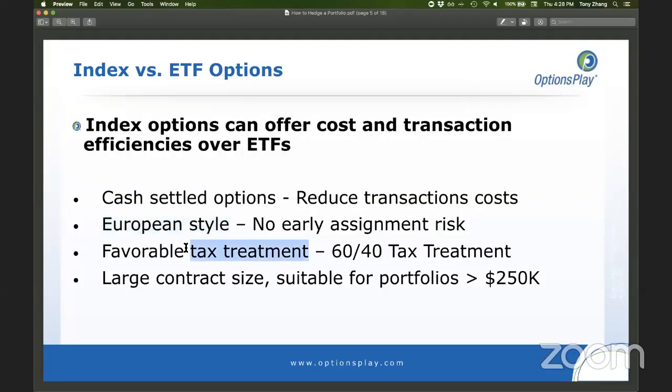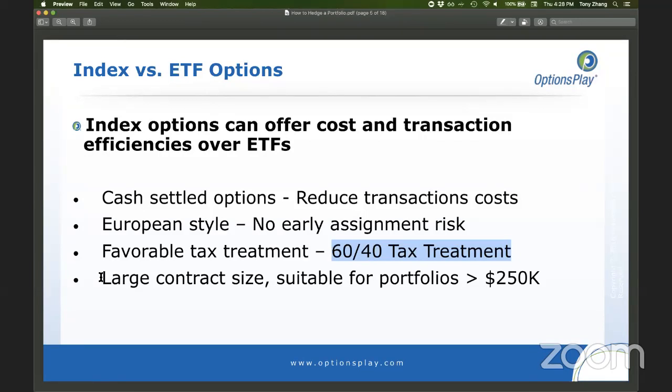Lastly, the one thing that I do think is favorable to index options is the fact that most hedges are put on for a relatively short period of time, which means that if you're in a taxable account, you will be paying short-term capital gains if you're trading ETF options. But for index options, you have favorable tax treatment. Index options are taxed the same way futures options are. So 60-40 tax treatment, 60% short-term capital gains, 40% long-term capital gains. So you do save yourself a little bit of money on capital gains if you are trading this in a taxable account. So those are three, in my opinion, benefits to trading index options.